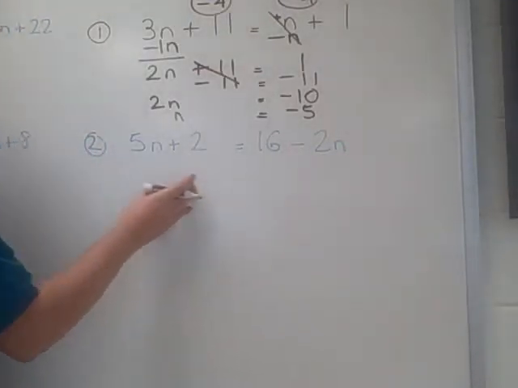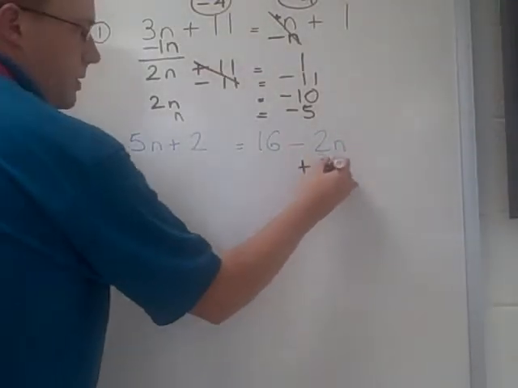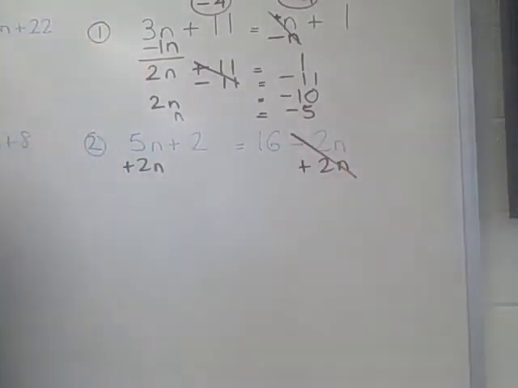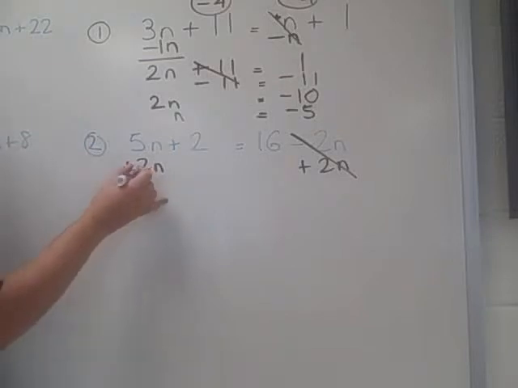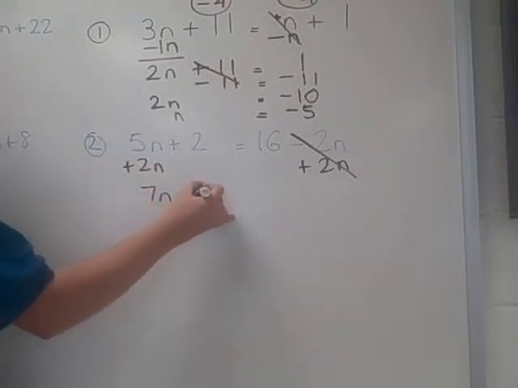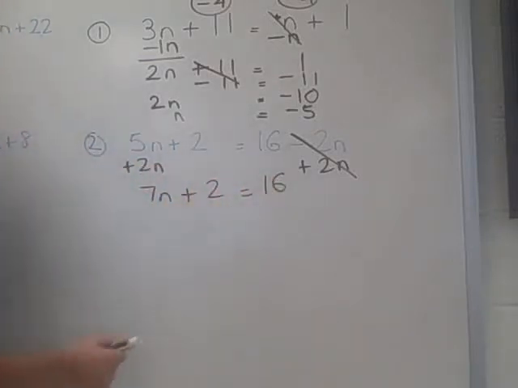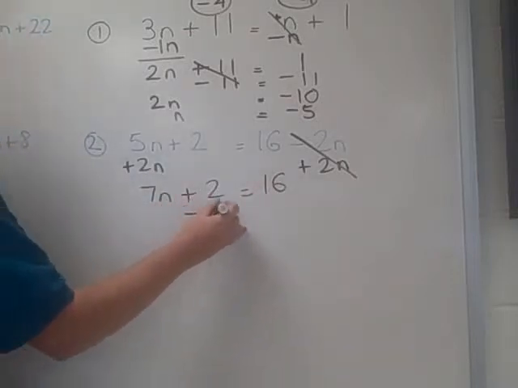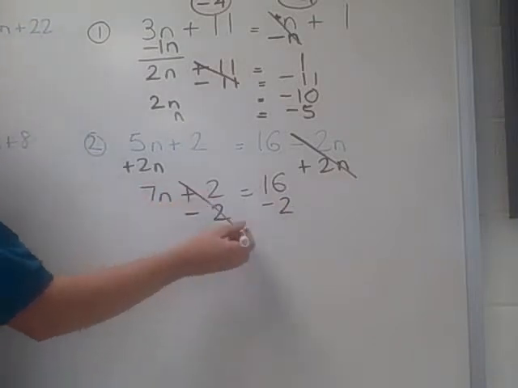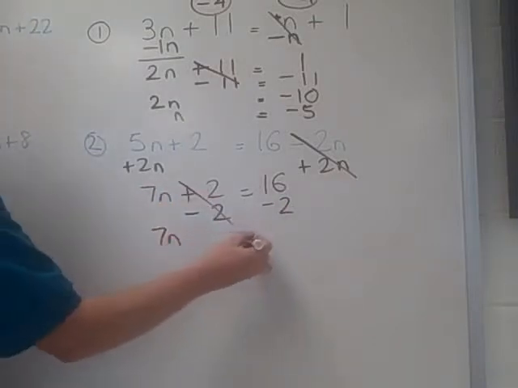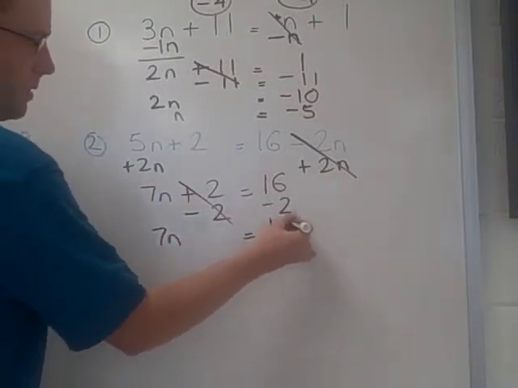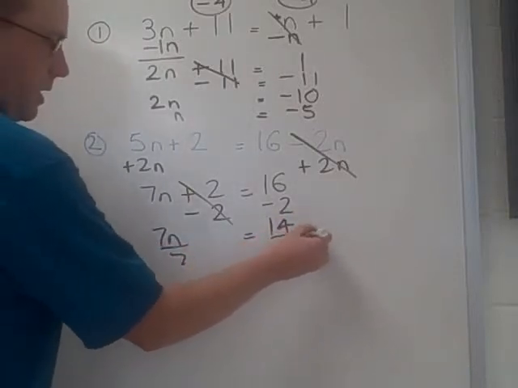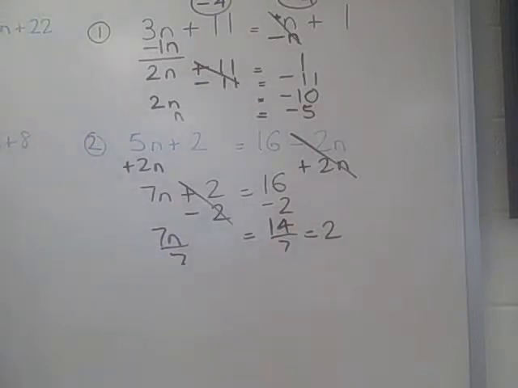I want to collect all my variables on the left-hand side if possible. So I'm just going to do the inverse here, because negative 2n plus 2n gives me 0. So on this side, 5n plus 2n is 7n. And then now I've got all my variables on one side, I want to bring everything else to the other side. So I'm going to do the inverse here as well. 2 take away 2 is going to cancel, that's why I do it. 16 take away 2 is 14. And then on the last step, we're just going to divide both sides by 7. And 14 divided by 7 is 2.